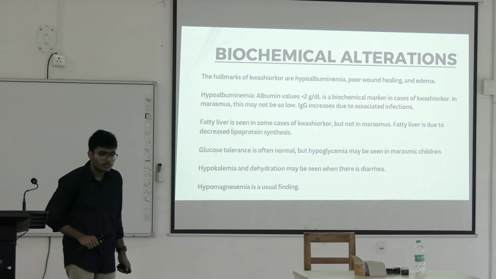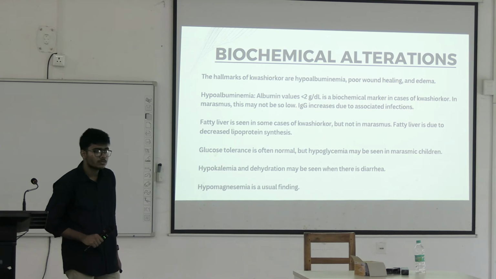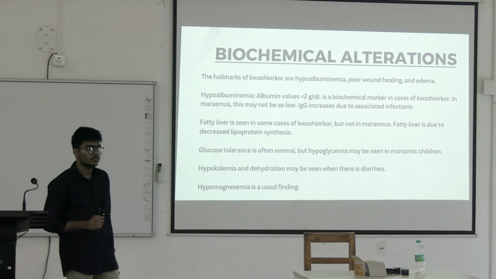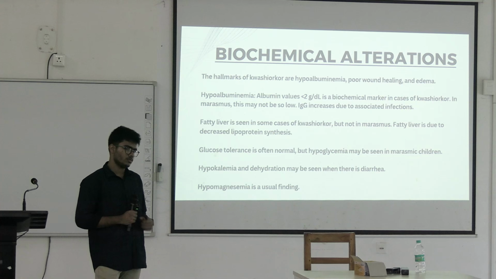Why is fatty liver not present in marasmus, but present in Kwashiorkor? Because protein deficiency is prominent and much more severe in Kwashiorkor. Protein deficiency is not very severe in marasmus. So in severe protein deficiency, there is a deficiency of lipoprotein synthesis. This happens in Kwashiorkor, not in marasmus. So fatty liver is absent in marasmus, present in Kwashiorkor.